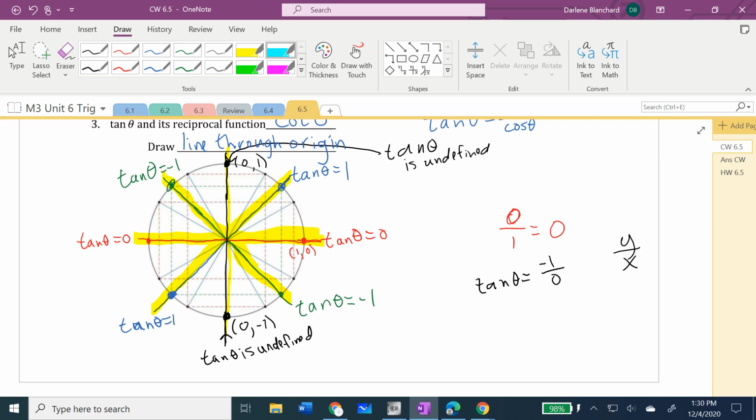In between, as I go from 0 degrees to 45 degrees, my tangent is going to go from 0 to 1. As I go from 45 degrees to 90 degrees, my tangent is going to go all the way from 1 to getting bigger and bigger and bigger. I could go to a slope of 1,000,000 and 1,000,000,000 and 1,000,000,000,000 and keep going.